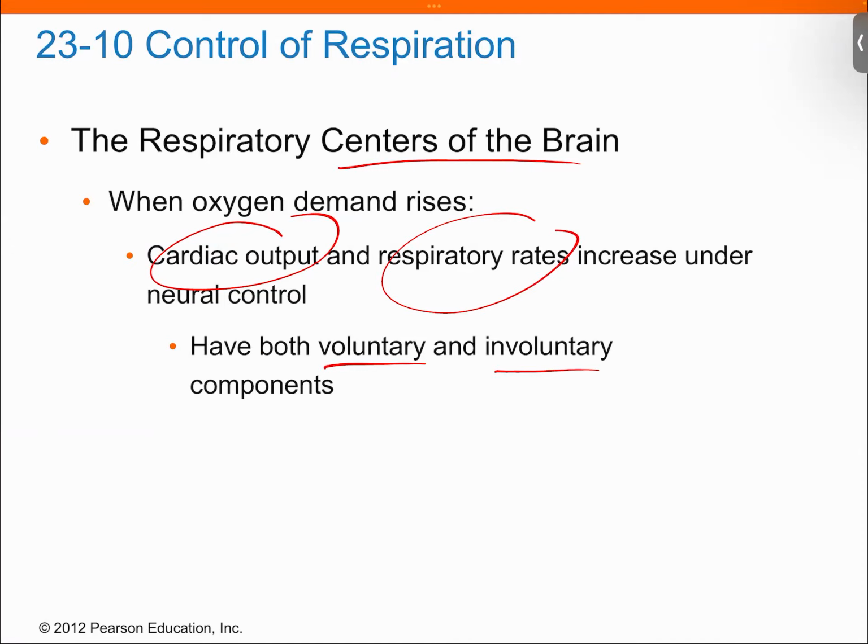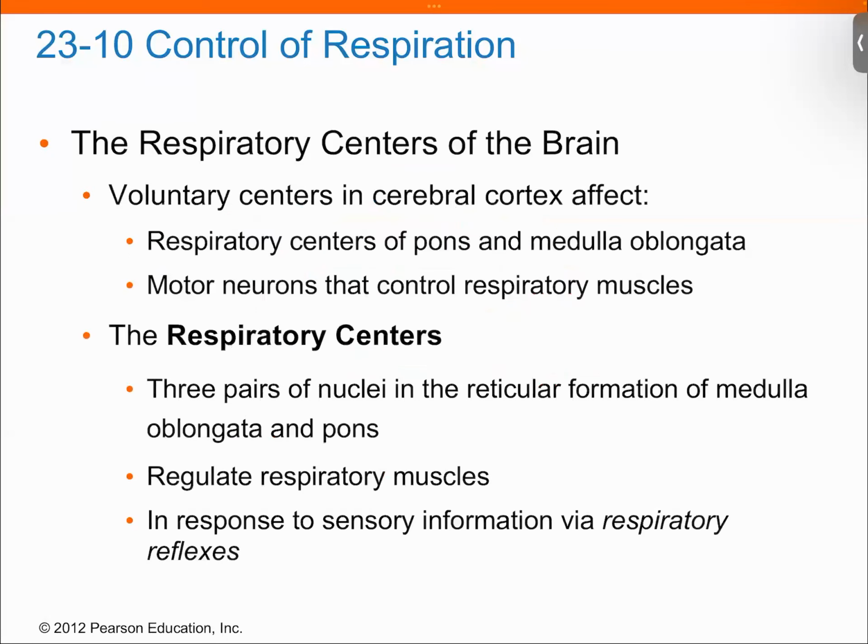So that's the voluntary part, right? So you do have some voluntary control over these involuntary components. So we're going to be taking a look at some of the involuntary components, starting off, first of all, of course, with some of the respiratory centers that you find in the brainstem, in particular in the pons and the medulla oblongata, which basically are communicating.